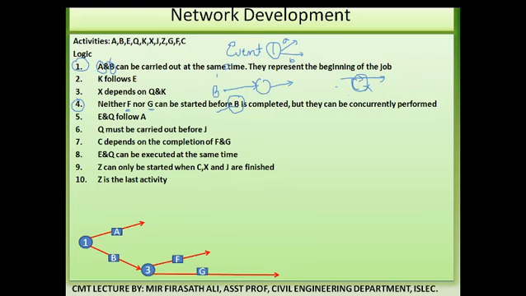Then next, look at what is dependent upon A. Look at this fifth point: E and Q follow A. So what does it mean? From A, these two activities will come out, that is E and Q. See, E and Q, two activities have come out.